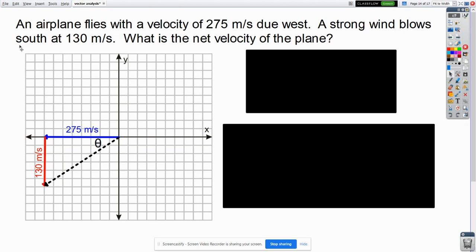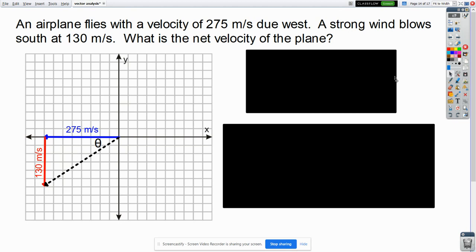A strong wind blows south at 130 meters per second. So then from the tip of this one, I attach the tail of my next one, tip to tail. And I just draw an arrow down, put 130 on it. Again, these are not to scale because they don't have to be to scale. I just have to put the numbers in here and draw those vectors down. My resultant goes from the origin to where my drawing ends, right there. So that dashed black arrow, that is my resultant.